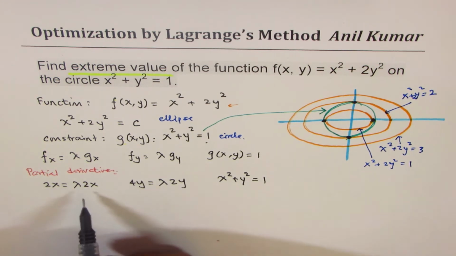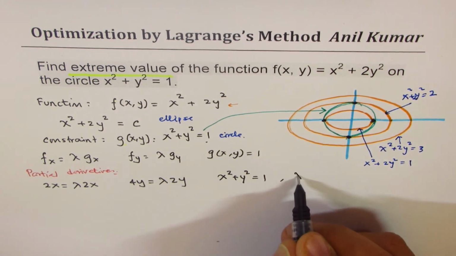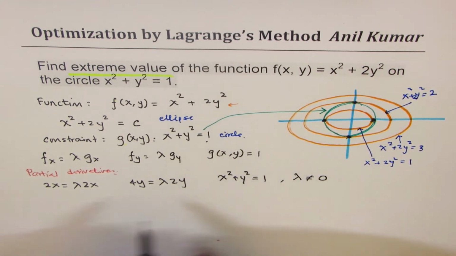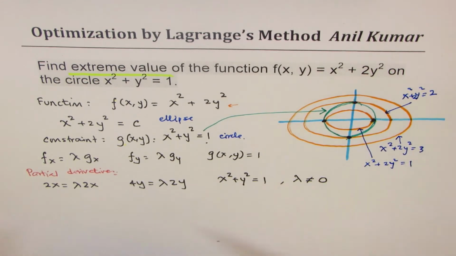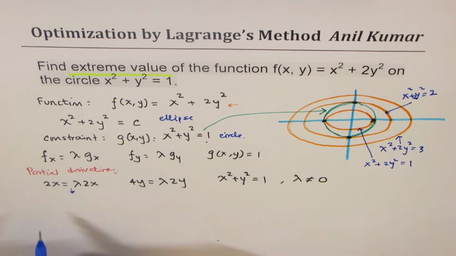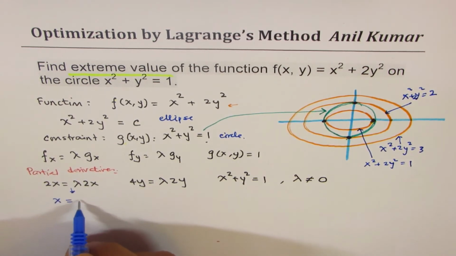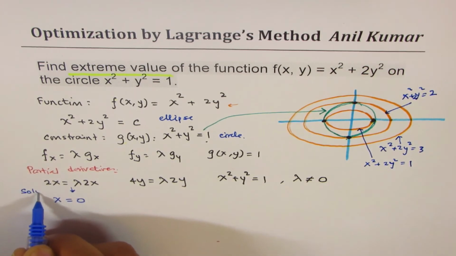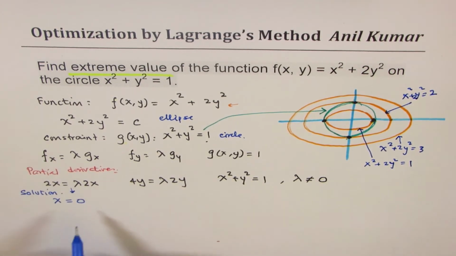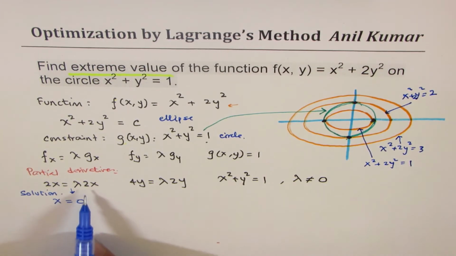And now from here, what values of x can satisfy this? We know lambda is not equal to 0, correct? Lambda cannot be 0. So from the first equation, we can say this is always true if x is equal to 0, right? So that is the solution for us. Is that okay? x equals 0 becomes the solution for this, correct?